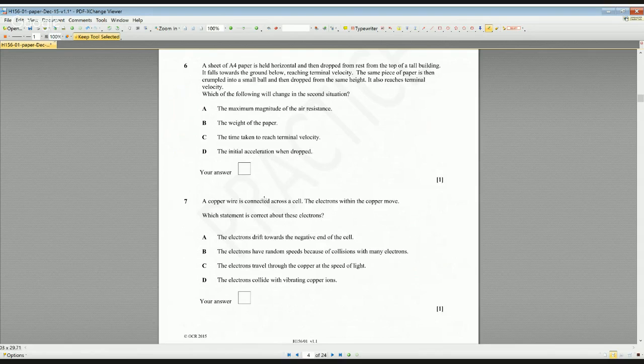The first one says the maximum magnitude of the air resistance. Well, the magnitude of air resistance is at a maximum when it reaches terminal velocity, and terminal velocity is reached when the drag is equal to the weight. Now, both pieces of paper here have the same weight, so the maximum drag for both pieces of paper must also be the same. So that statement is incorrect.